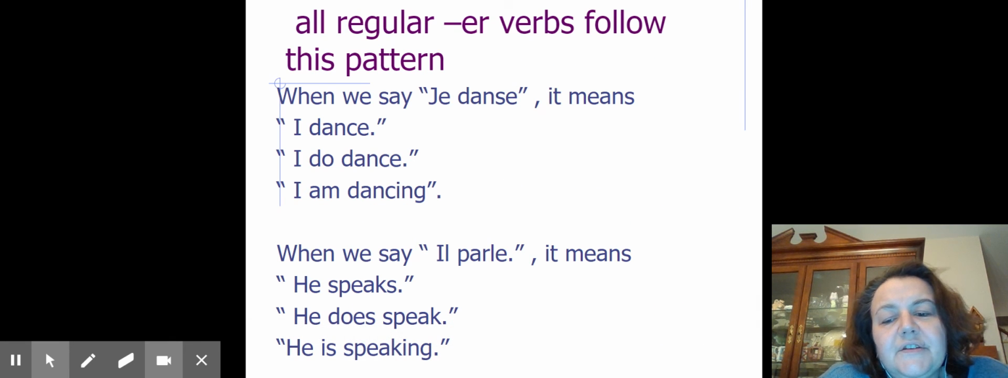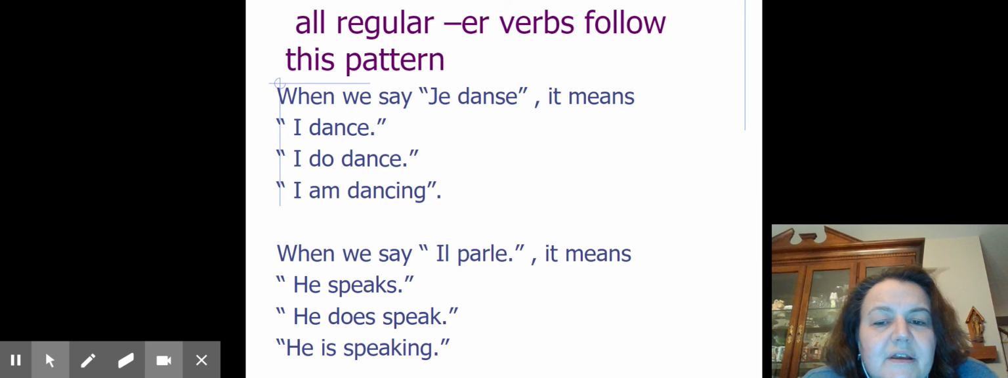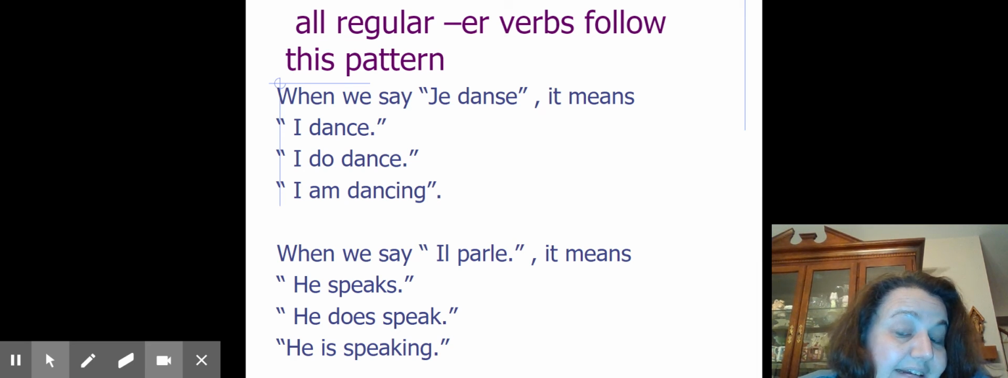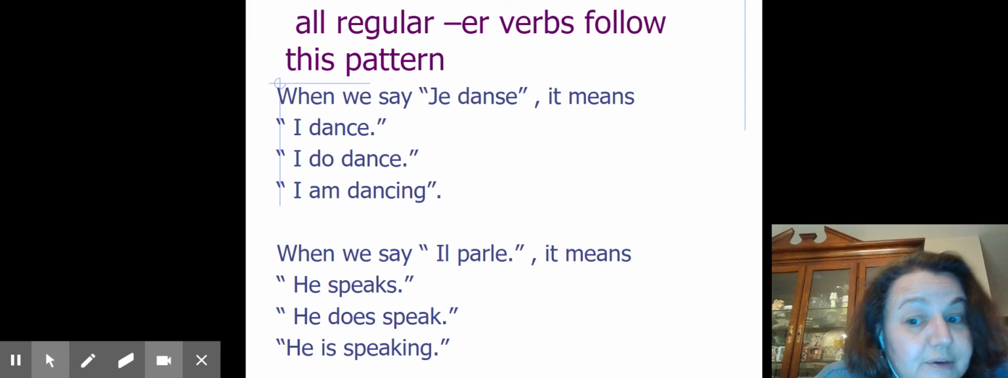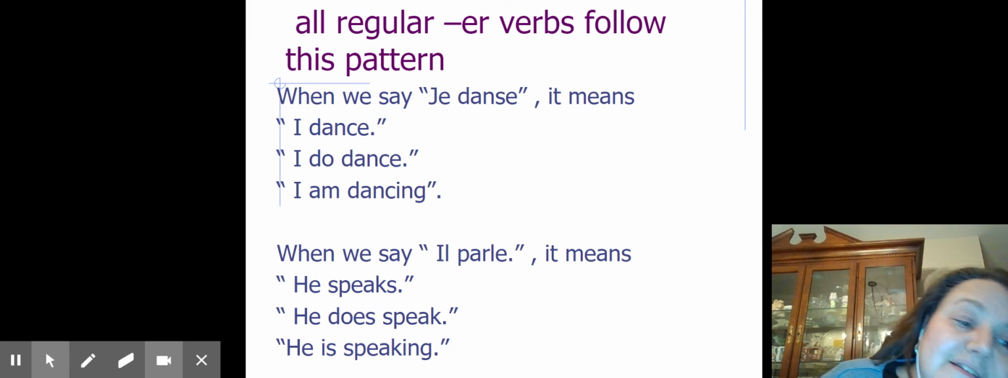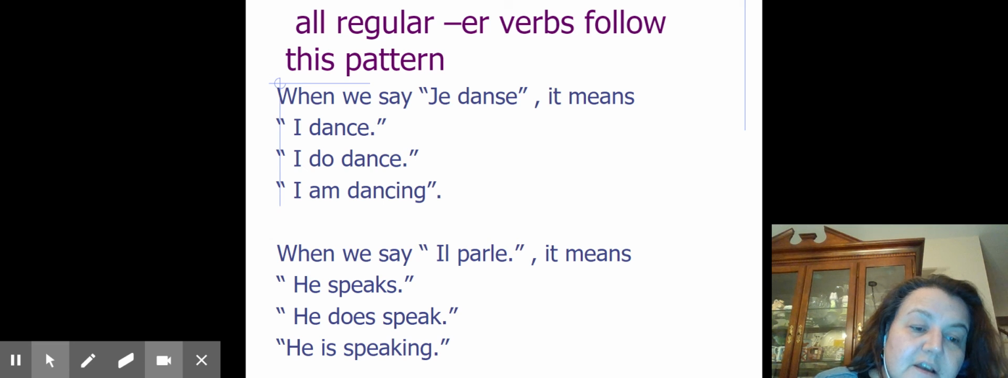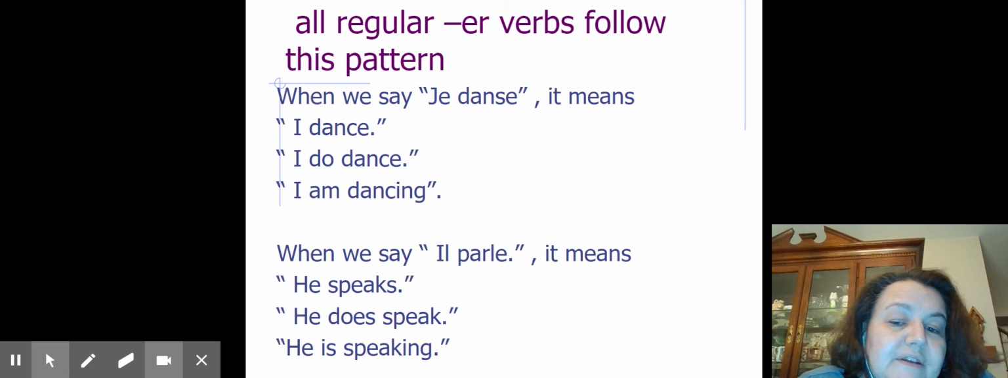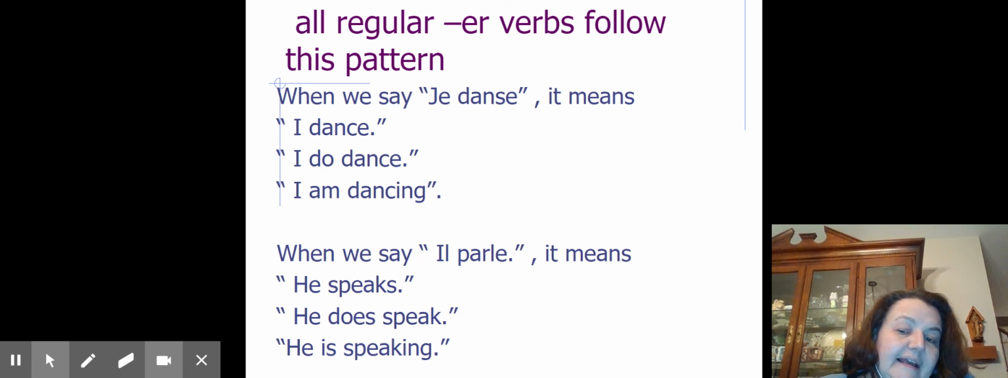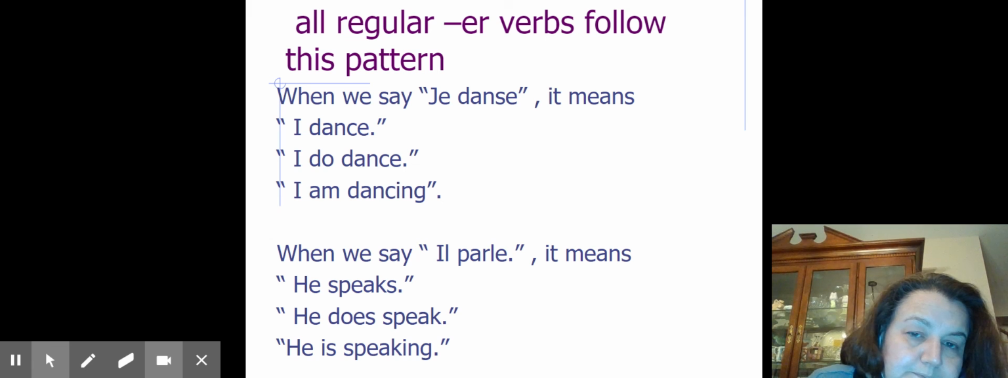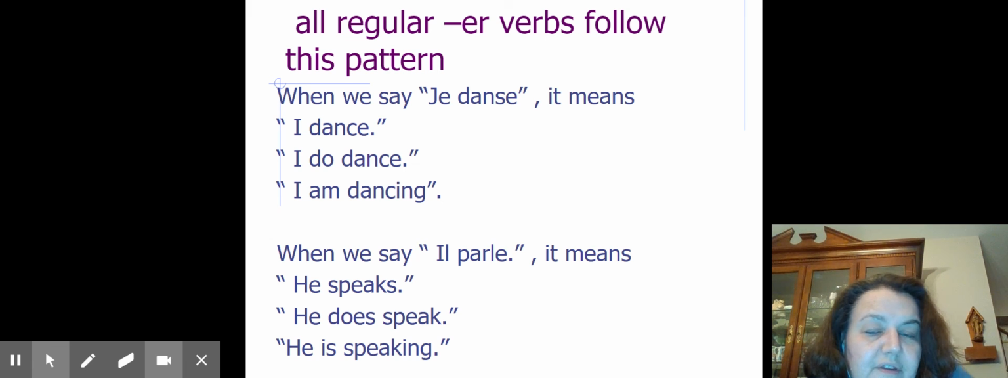So all of the regular ER verbs follow this pattern. So when we say je danse, it actually means three things. It means I dance. It also means I do dance. And it also means I am dancing. By the same token, if we say il parle, it means he speaks, he does speak, and he is speaking. So there you go. Hopefully you don't have any questions.